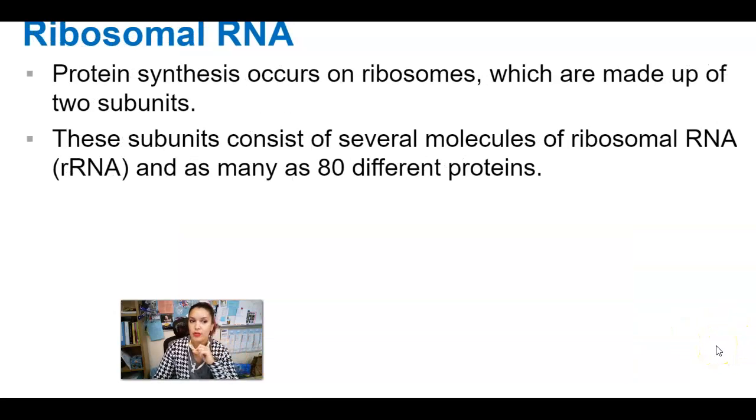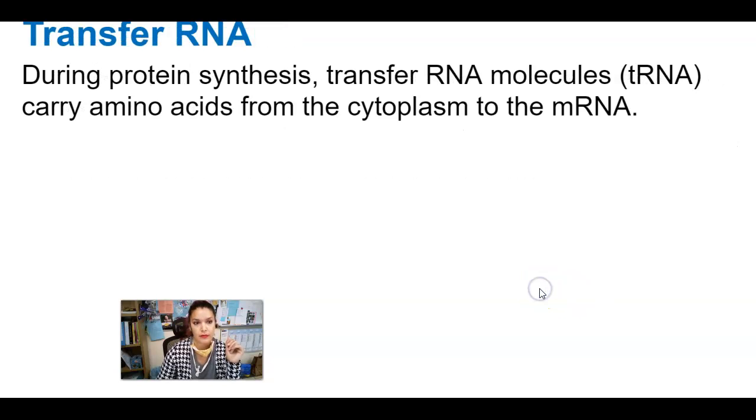Okay, so ribosomal RNA is where protein synthesis occurs on the ribosomes, which are made up of two subunits. These subunits consist of several molecules of ribosomal RNA and as many as 80 different proteins. And then the third one is tRNA, transfer RNA, and it usually comes into play last. During protein synthesis, the transfer RNA molecules carry the amino acids from the cytoplasm and bring them to the mRNA.